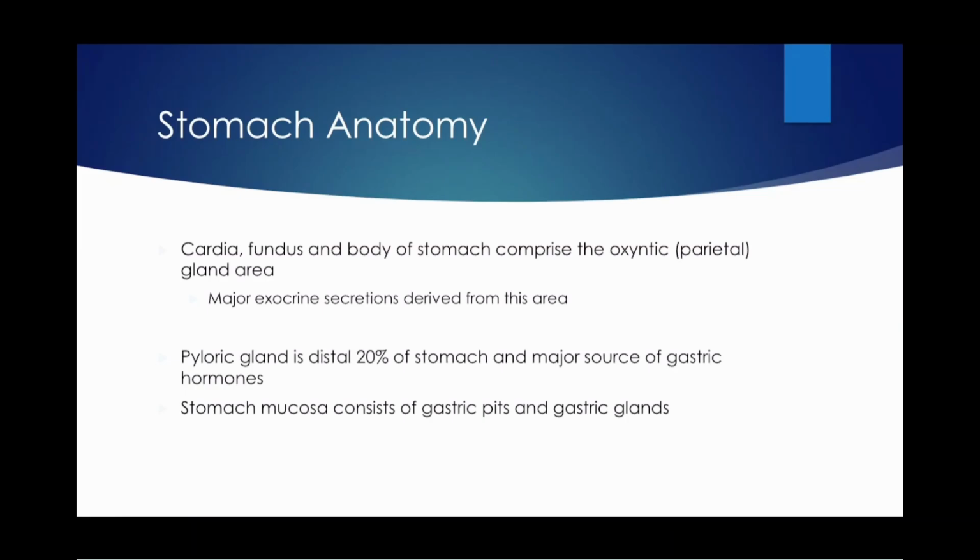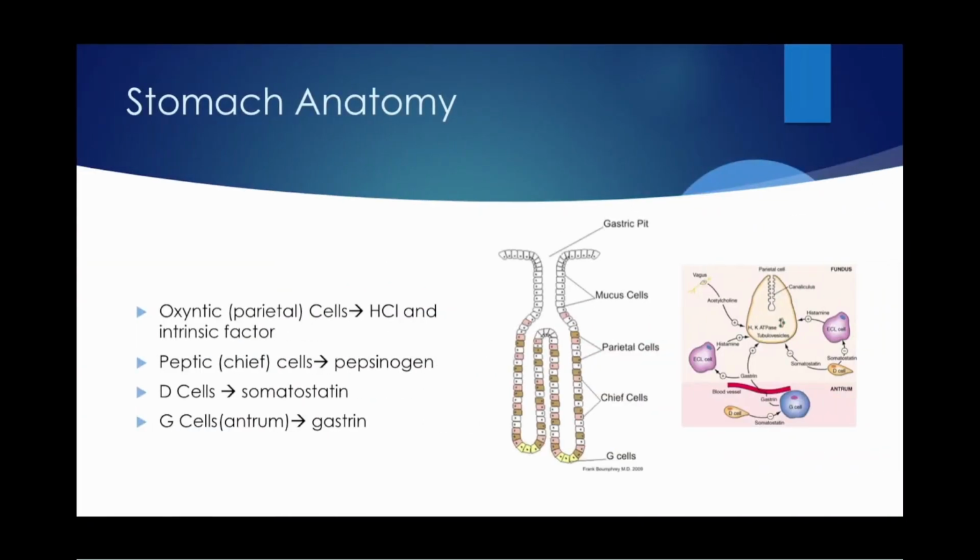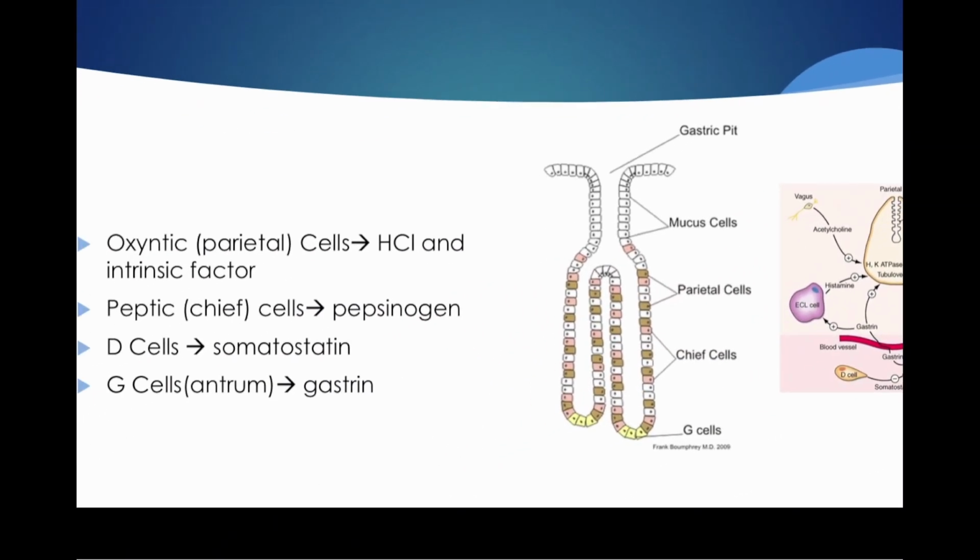The cardia, fundus, and the body comprise the oxyntic or the parietal area. Major exocrine secretions from this area, the parietal layer. So we'll talk about the parietal area pretty soon. The pyloric gland is the distal 20% and a major source of gastric hormones. Stomach mucosa has gastric pits and gastric glands as well, which are going to secrete stuff. So this is the major part right here.